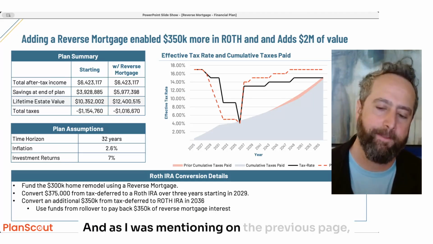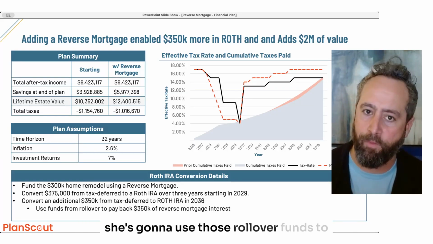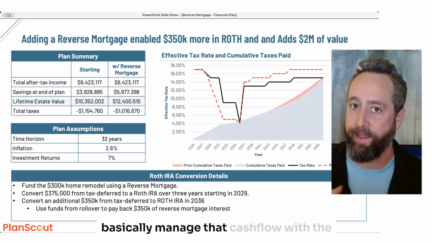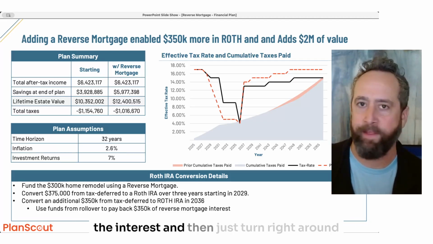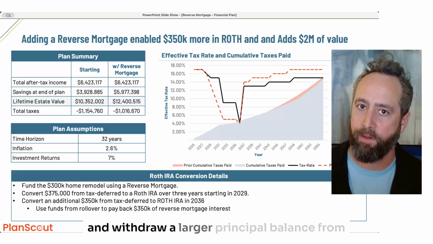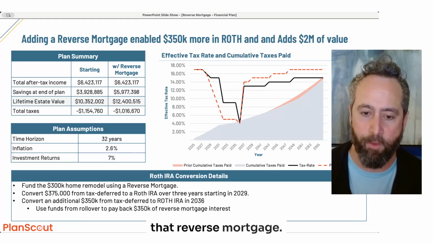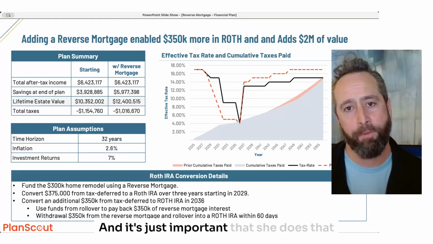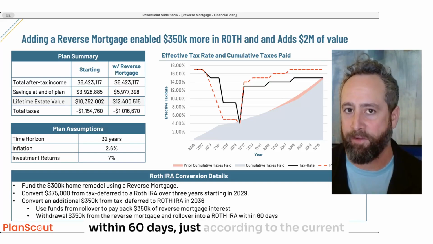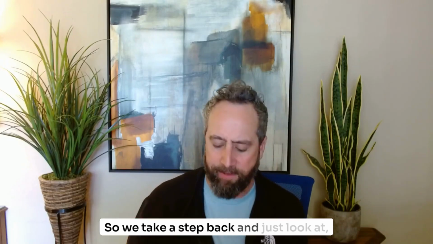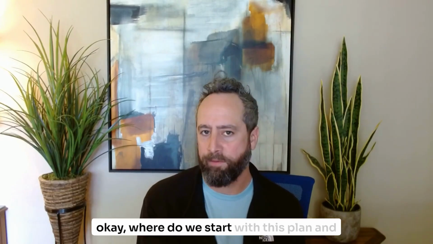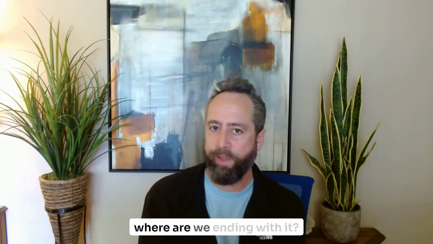And as I was mentioning on the previous page, she's going to use those rollover funds to basically manage that cash flow with the reverse mortgage, where she's going to pay down the interest and then just turn right around and withdraw a larger principal balance from that reverse mortgage. And it's just important that she does that within 60 days, according to the current IRS rules that allow her to do that. So we take a step back and look at, okay, where do we start with this plan, and where are we ending with it?